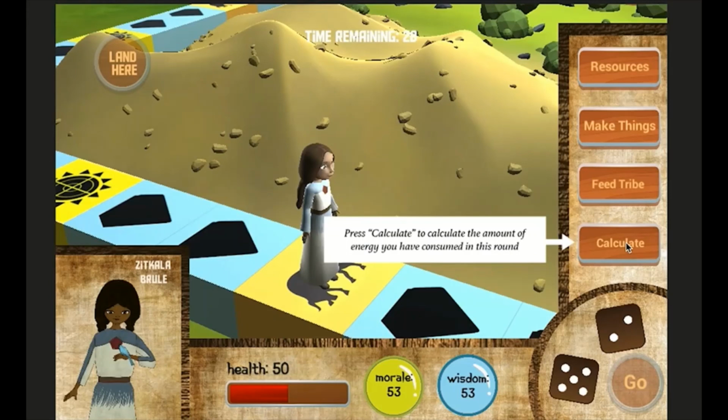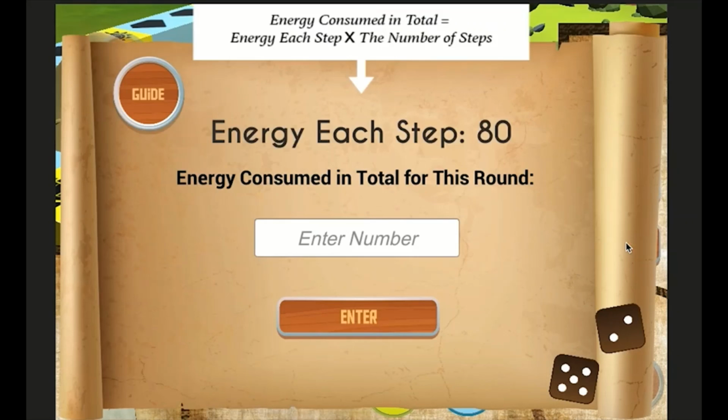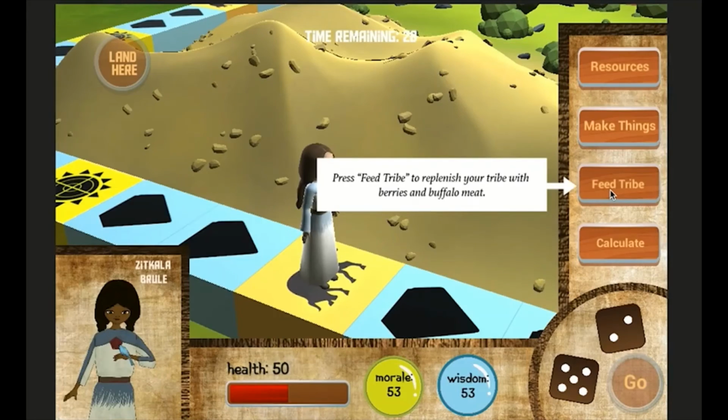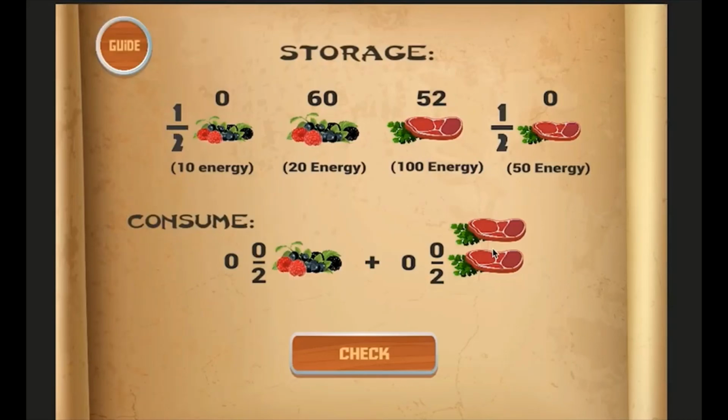After performing the task associated with the square landed upon, a player needs to replenish the tribe by supplying them with food. This is done by calculating the total spent energy, which is the energy per step multiplied by the number of steps taken. Then, varying portions of buffalo and berries are allocated to their tribal members.